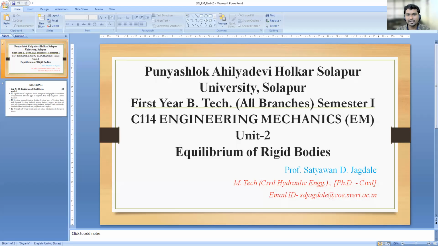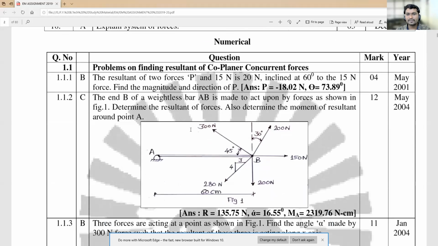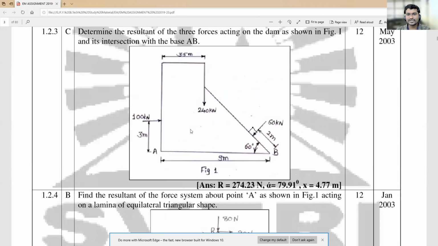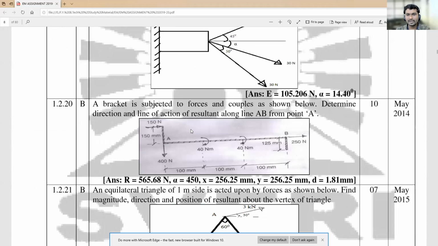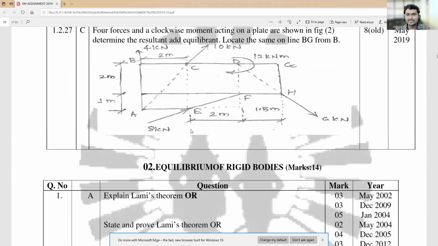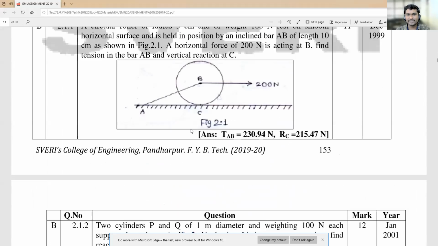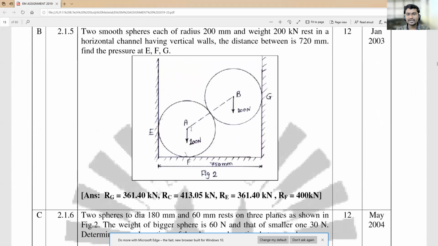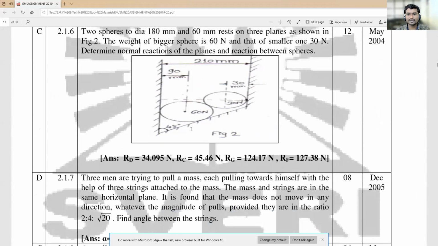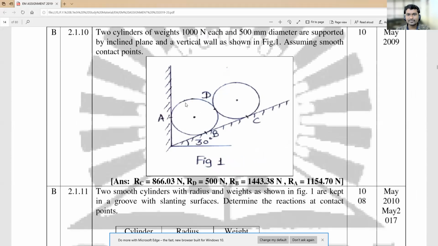I would like to share the assignment booklet from which we are going to take the examples. Those examples were asked in the different examinations of the university. Last time we did with the spheres having the same radius, and those were resting on the same plane. Now we'll go for the spheres having the different radii and they are resting on the different planes.